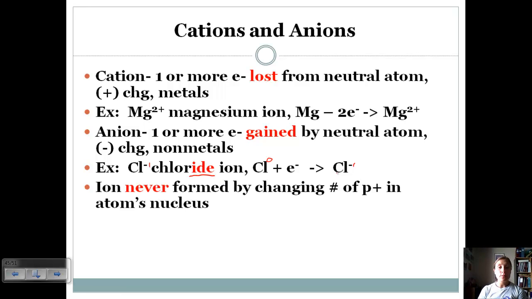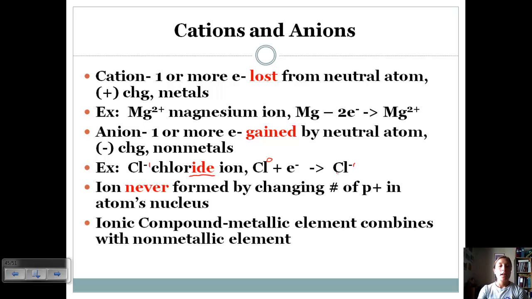An ion is never formed by changing the number of protons in the atom's nucleus. Now, I know it feels like we've said this a million times already, but it's extremely important. Number of protons cannot change. You can only change the number of electrons. An ionic compound occurs when we take those metal cations and those nonmetal anions. Because cations want to get rid of their electrons and anions want to gain electrons, they make a really good pair.